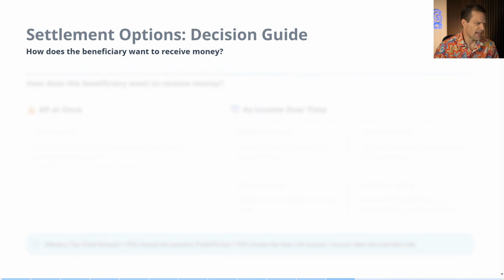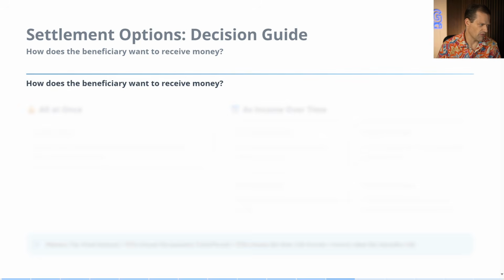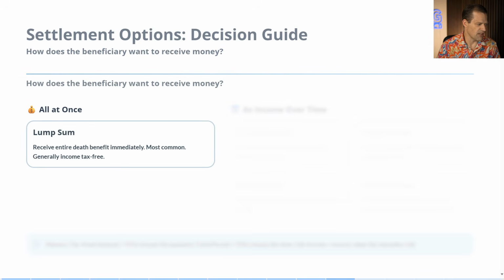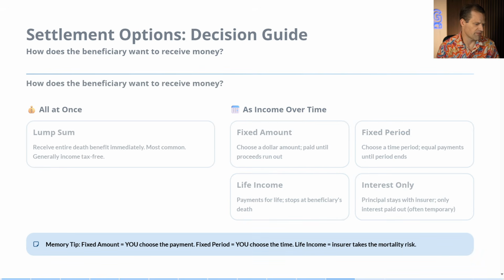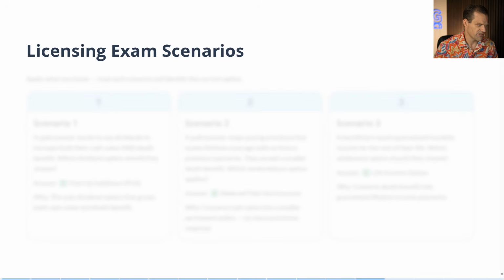So here's a decision guide. How does the beneficiary want to treat their money? That's how they're going to go about this. So if they want it all at once, that's a lump sum. That's the most common. It's generally income tax free. If they want it over time, they get a fixed amount paid until the proceeds run out; a fixed period, equal payments until the period ends; life income, payments for life that stop at the beneficiary's death; or interest only, where the principal stays with the insurer and only the interest is paid out, often temporary. So the key thing to remember here is fixed amount equals you choose the payment, fixed period, you choose the time, life income, the insurer takes the mortality risk.